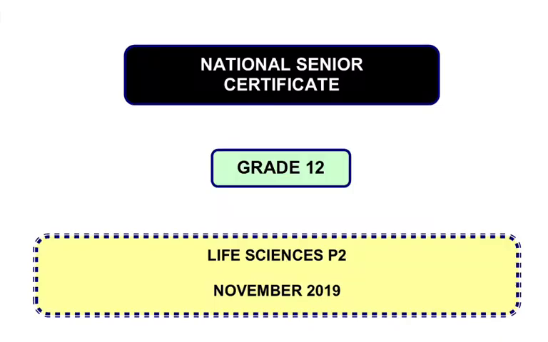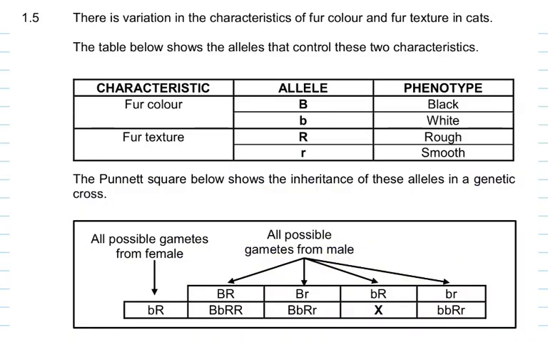Then we look at paper 2 in November of 2019. And this one is in question 1.5. And there they say, there's variation in the characteristics of fur color and fur texture in cats. So that's already our 2 things. So fur color is going to be one color in our highlighter, and fur texture is going to be a second highlighter. Okay? The table below shows the allele that controls these characteristics.